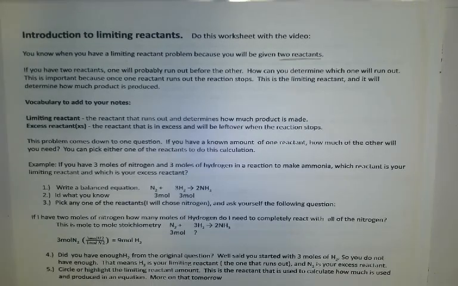And the one that runs out is called the limiting reactant, and it's going to determine how much product is produced. That means when we figure out which one's the limiting reactant, we're going to use that to calculate everything else. We'll work on that tomorrow, though. First, for this one, we're just going to figure out which one is limiting.